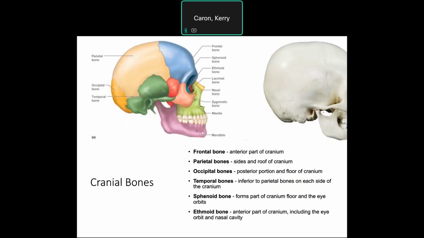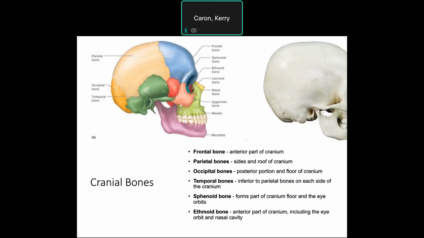Okay. Our cranial bones are named for the region of the brain, essentially. So the frontal bone protects the frontal region of the brain. The parietal protects the sides and roof of the brain. Occipital bone protects the occipital region of the brain or the back. Your temporal bone protects the temporal region of the brain.